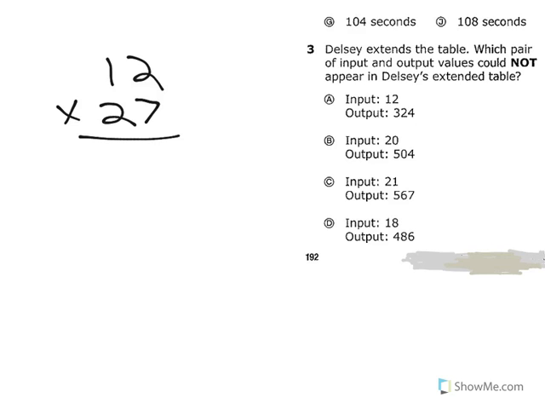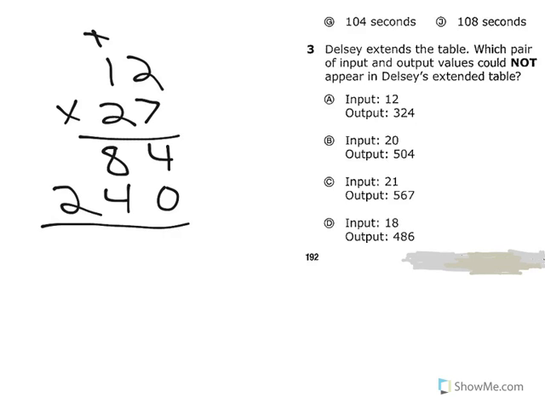7 times 2 is 14. And 7 times 1 is 7, plus another 1 is 8. Done with that now. Put a 0 to mark my place value. 2 times 2 is 4. And 2 times 1 is 2. We add that up. That's 4, that's 2, that's 3. So 324. That does work. So we'll go ahead and eliminate that one.